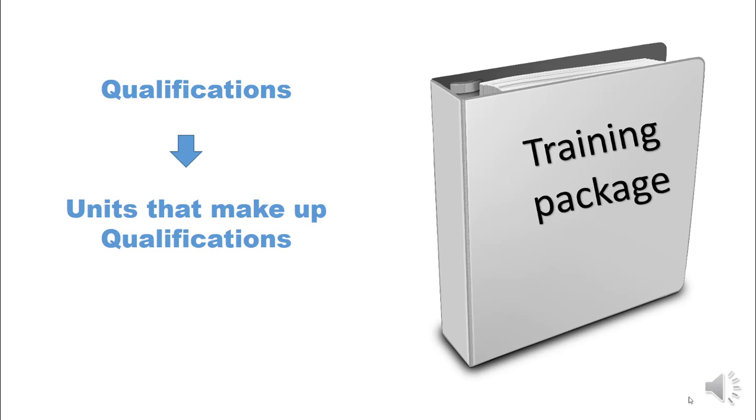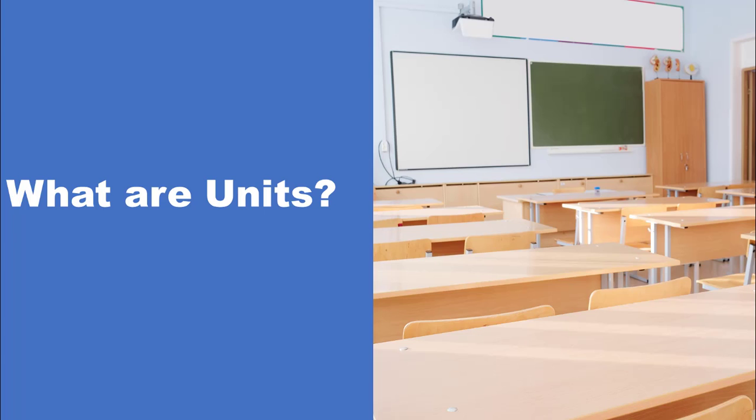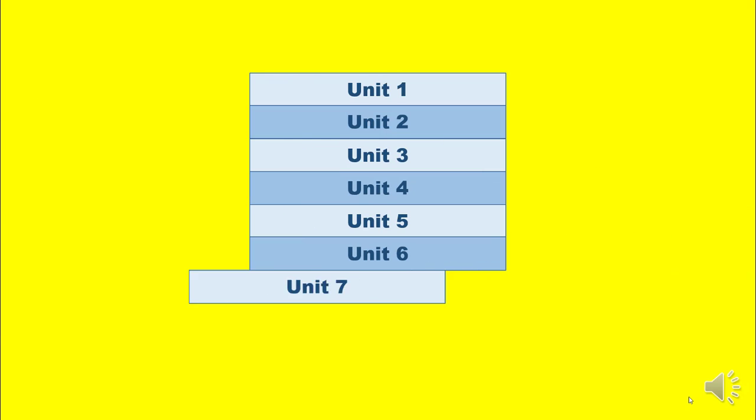The training package provides information on the qualification, the units that make up the qualification, and the unit requirements. So this is all the information that VFA has to cover and assess when delivering that unit. Units are all the different job skills or subjects that you will cover in your course. Your course will include lots of units that come together to make up your qualification.